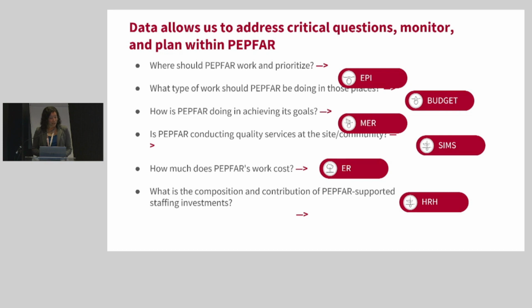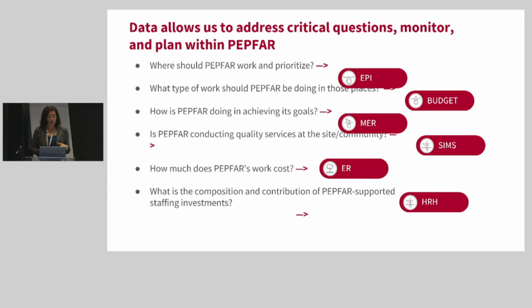Taking a more analytic approach to how we use data, we can key in on how each of our data sources helps answer specific analytic questions about our programs. Epi data, for example, tells us where we should work and which specific populations or geographies we should prioritize. Our budget data tells us what type of work PEPFAR is planning to implement in any given year, broken out by our financial classifications.